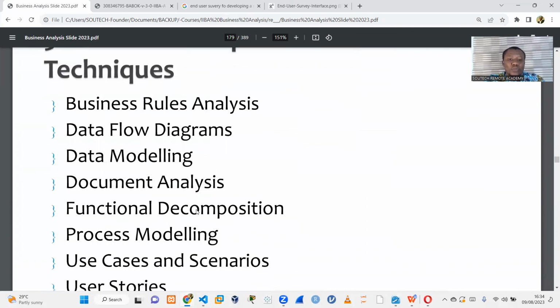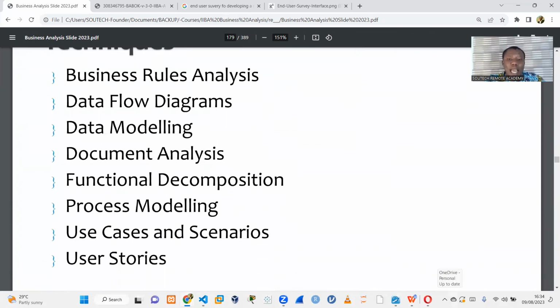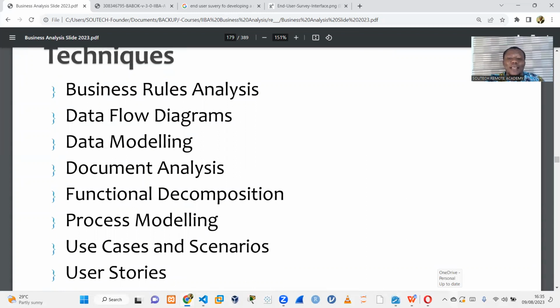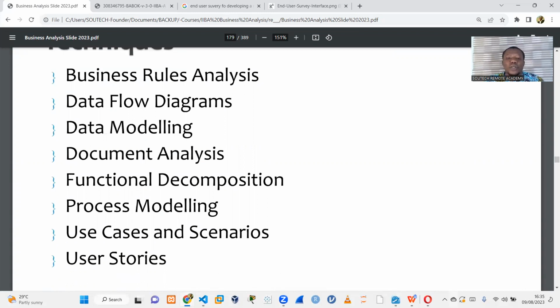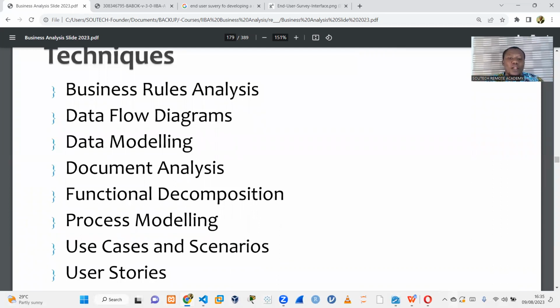So what are some of the techniques you're going to be using? Business rules analysis. I'm going to send you, like I said, a detail of the 50 techniques we have in business analysis so that you can start developing competence on how to do each of them. Data flow diagram, data modeling, document analysis, functional decomposition, process modeling, use case and scenarios, user stories. Or I'm going to have a tutorial on the 50 techniques alone, just separate, because in these learnings, we're going to see that the techniques are reoccurring on all of the different knowledge areas.